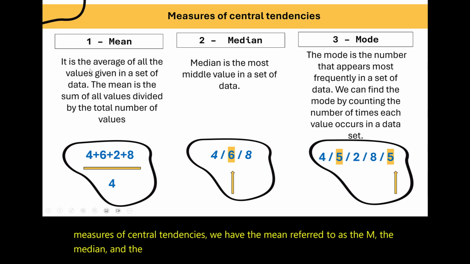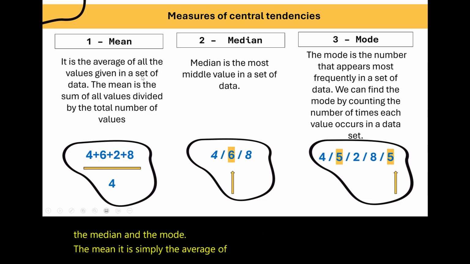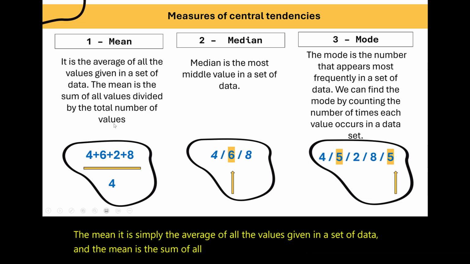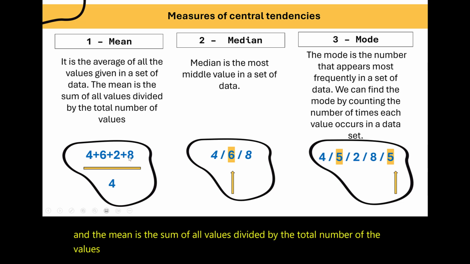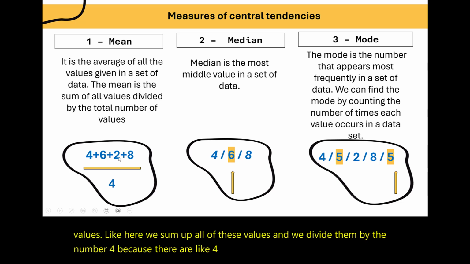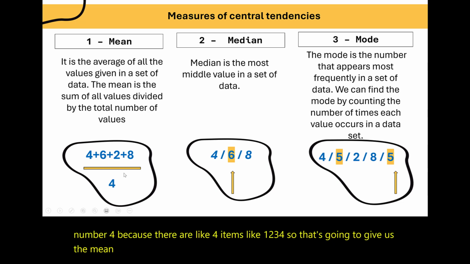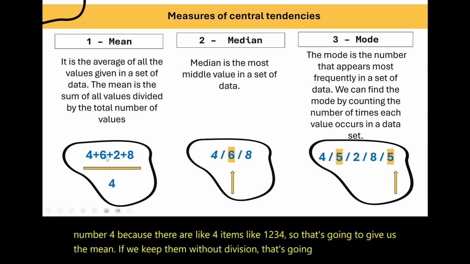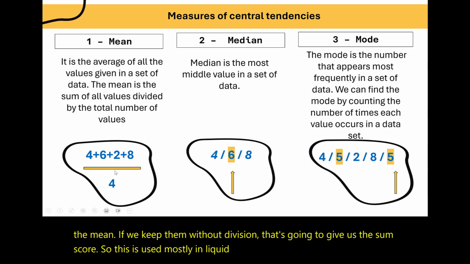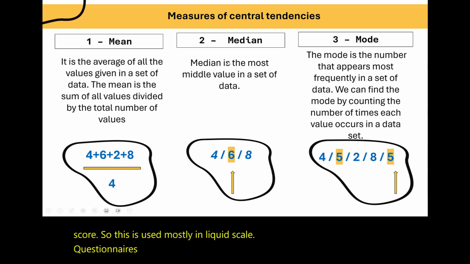For the mean, it is simply the average of all the values given in a set of data, and the mean is the sum of all values divided by the total number of the values. Like here, we sum up all of these values and we divide them by the number 4, because there are 4 items, like 1, 2, 3, 4. So that's going to give us the mean. If we keep them without division, that's going to give us the sum score. This is used mostly in Likert scale questionnaires.